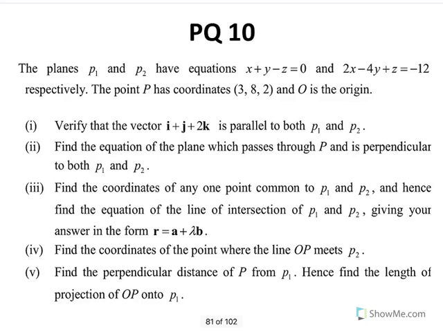Question 10. Okay, P1 and P2 have the equations x plus y minus z equals to. So quickly, remember I told you the most useful form is to write it in the scalar product form. Okay? 2, negative 4, 1 equals to negative 12. Okay?